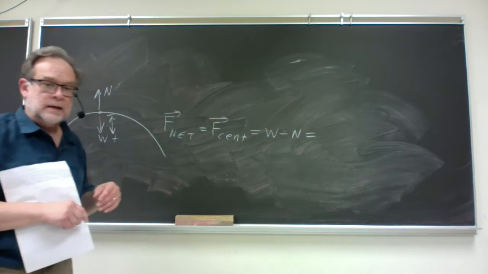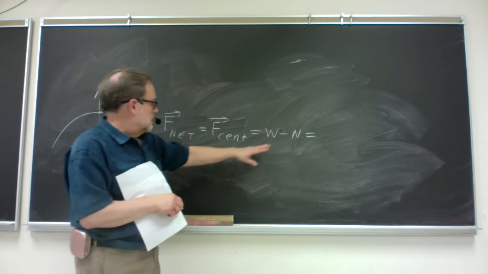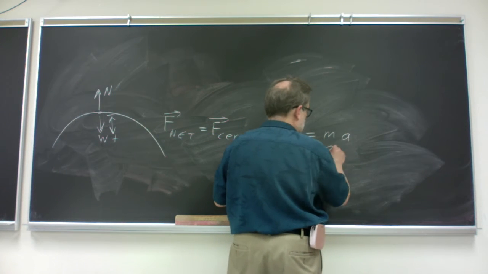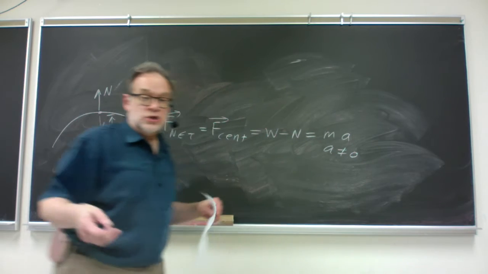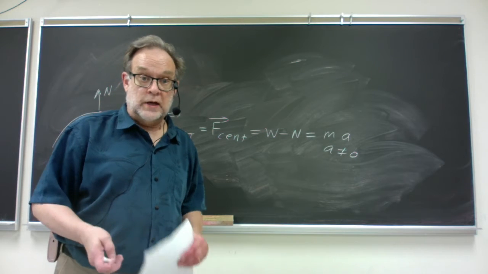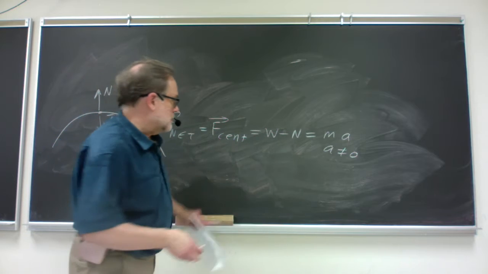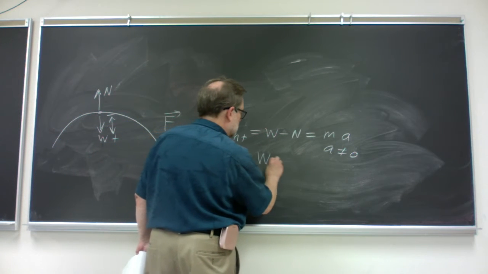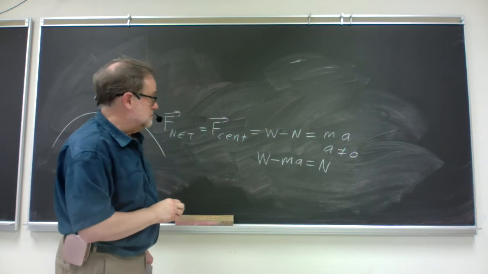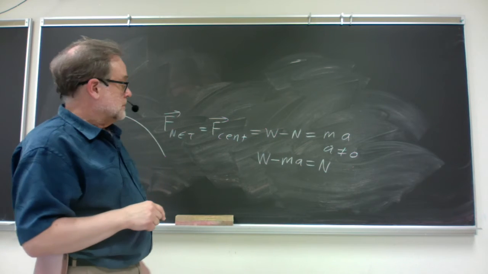But again, there is a centripetal force. This is a net force, so it's equal to a mass times acceleration. And again, that acceleration is not zero because the velocity is changing. The direction of the velocity is changing, to be specific. So, rewrite this, and we have weight minus ma equals the normal force. Just to move these to opposite sides of the equation.